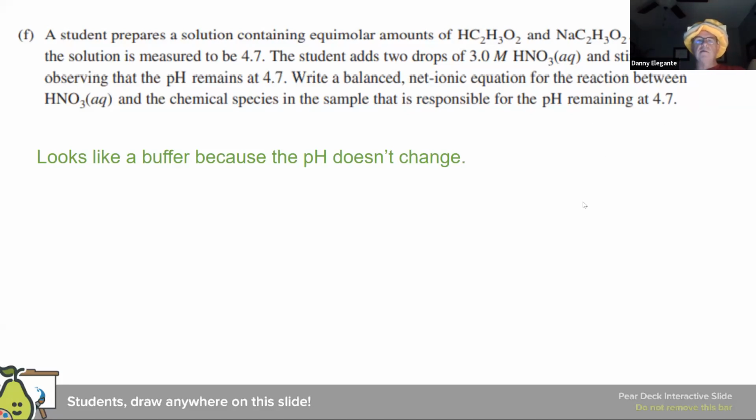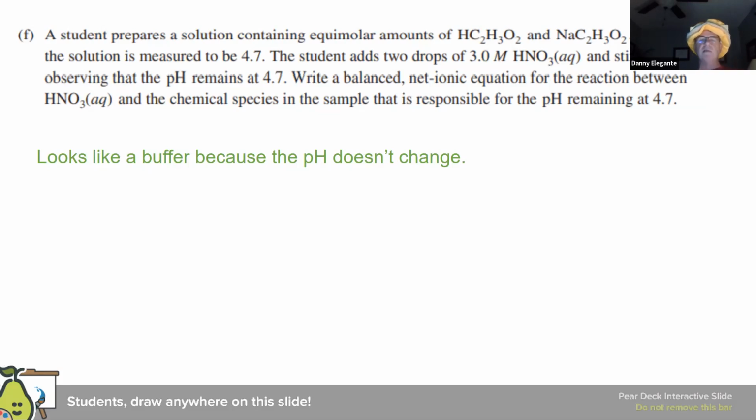The student adds 2 drops of 3.0 molar HNO3 and stirs the sample, and the pH remains the same. Yeah, okay. This is definitely a buffer because when you add an acid to a buffer, the pH remains pretty much constant, right? Write a balanced net ionic equation. Well, okay. It's not really a buffer question. They just need you to understand how to write a balanced equation. Okay, well, I can do this.